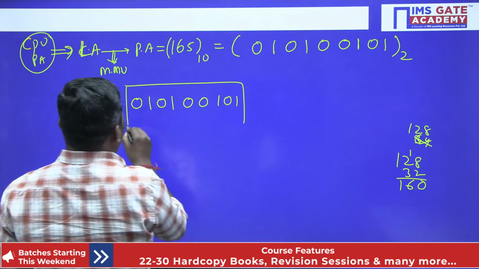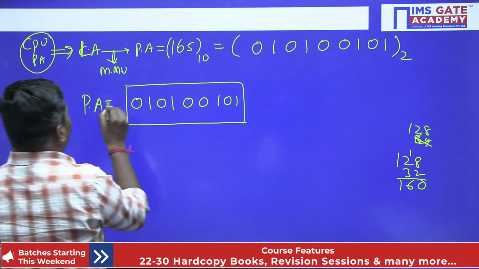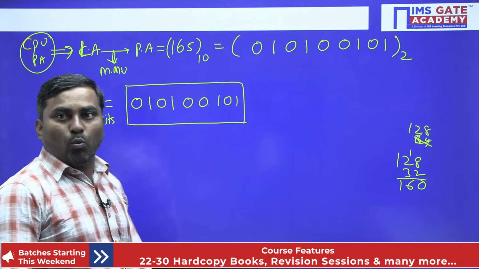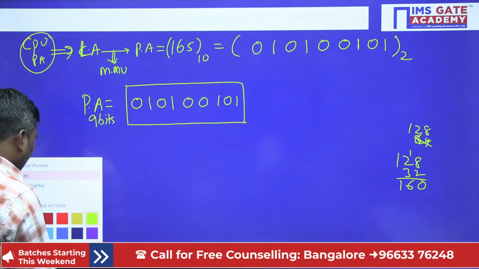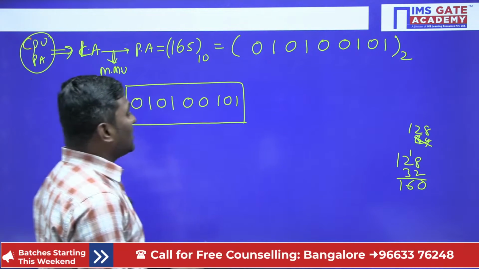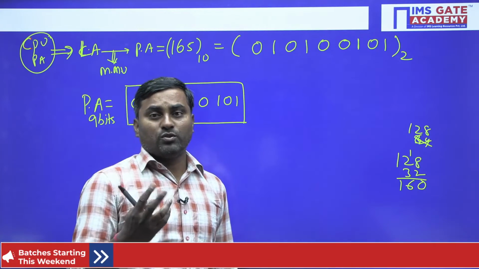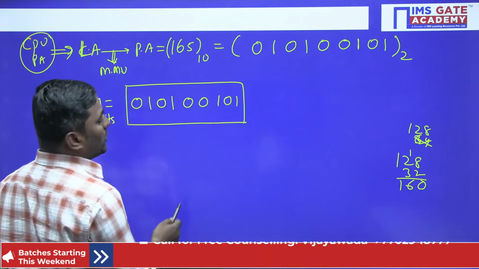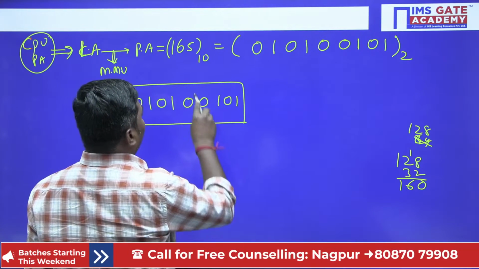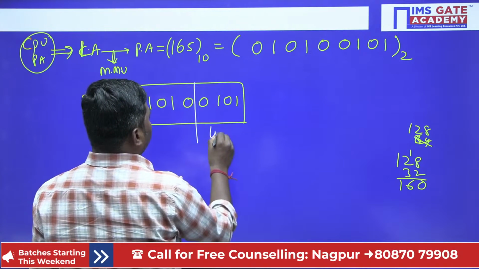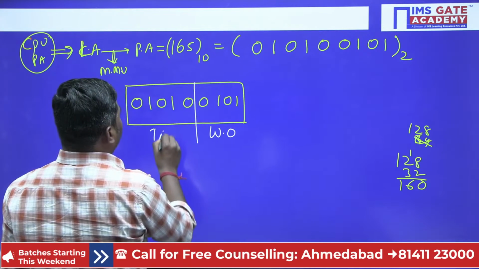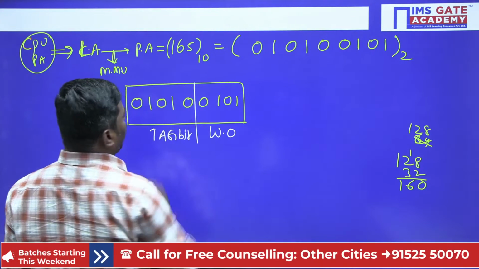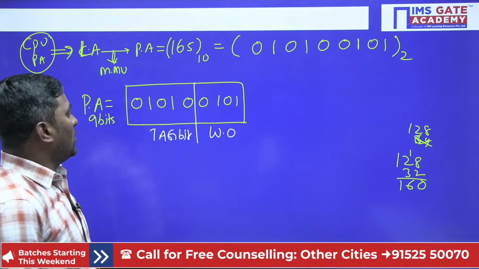How many bits is the address? It is a 9-bit address. What did I tell all of you? This address needs to be divided into two components only. What are the two components? Tag bits and word offset. How many bits are required for the word offset? 4 bits: 1 2 3 4. So the remaining are tag bits. How many tag bits are there? 1 2 3 4 5 tag bits. Please understand.